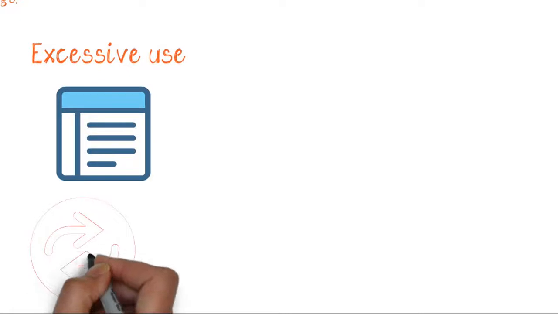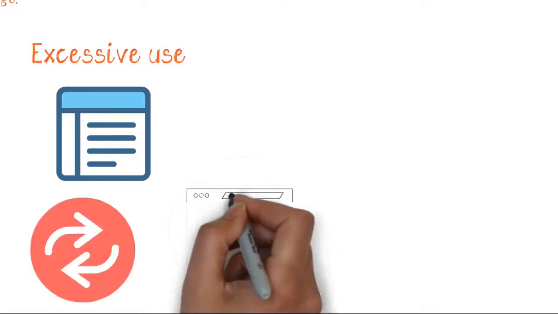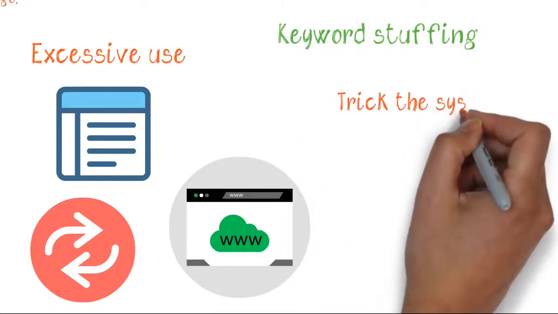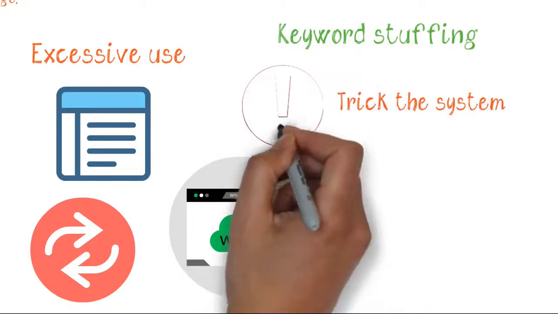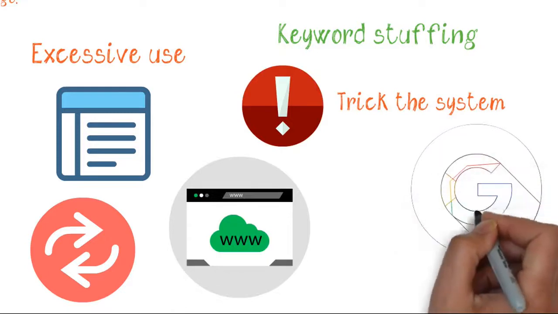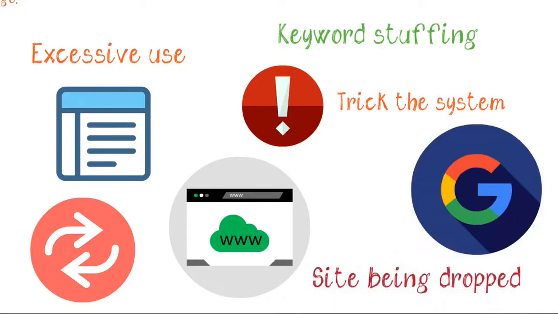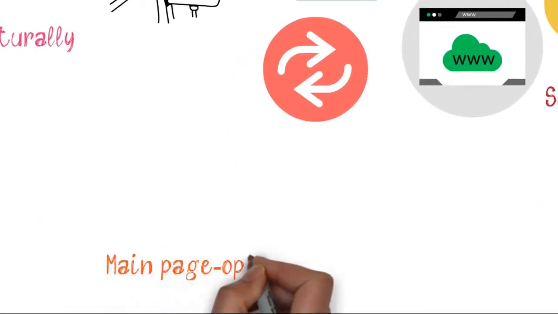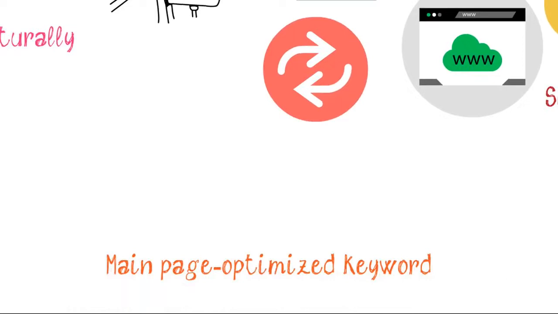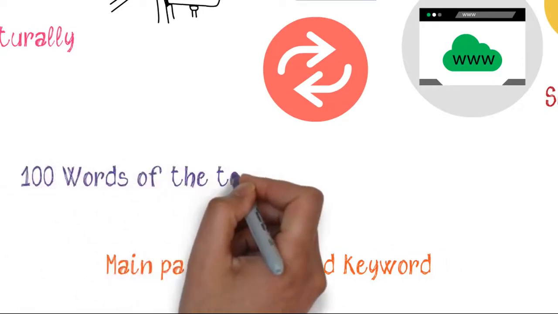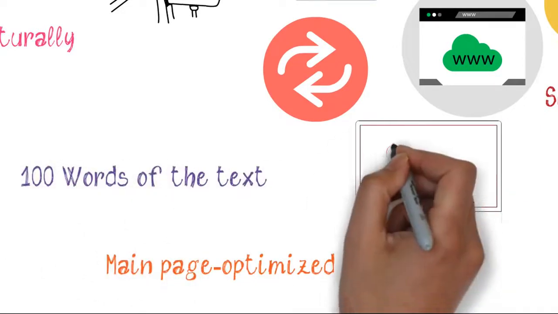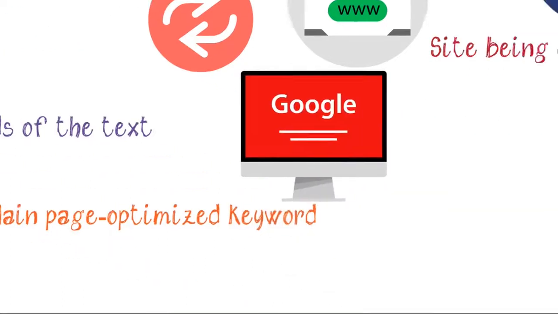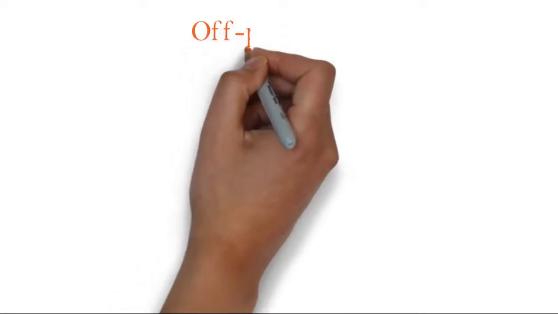Excessive use of keywords is bad not only for the content itself but for the entire site, because too many repetitions of the same keyword, so-called keyword stuffing, can be interpreted as malicious behavior to trick the system. Google is very rigorous about these things, so misconduct can lead to a site being dropped from Google searches. Also, one of the recommendations is to include the main page optimized keyword in the first 100 words of the text, as this helps Google interpret what a particular page is about.